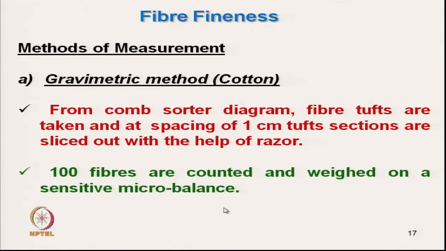At different places we are taking, so we know the length of the individual fibers, and such 100 fibers we count, and then we take the mass. We actually want to measure the mass per unit length. So, we know the length of the individual 100 fibers, and then we can measure the mass. Why are we taking from different zones?